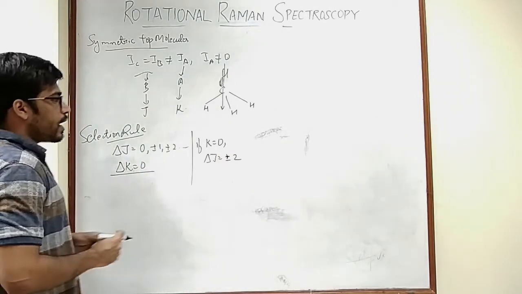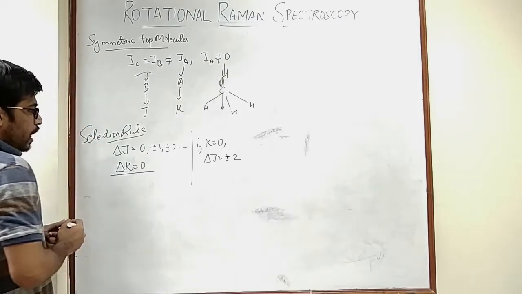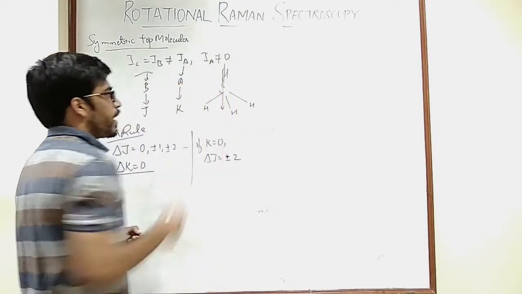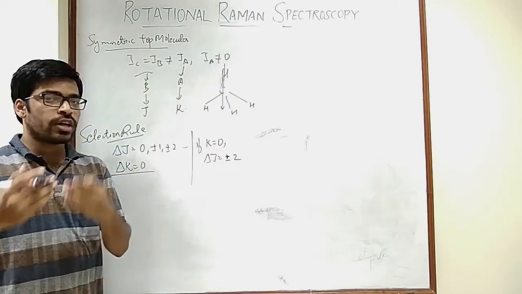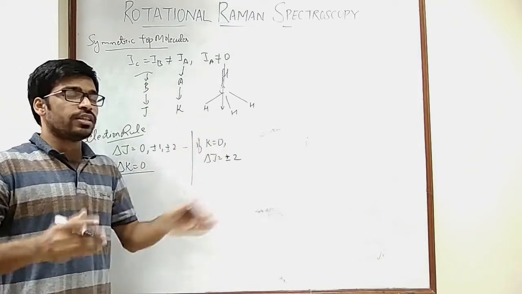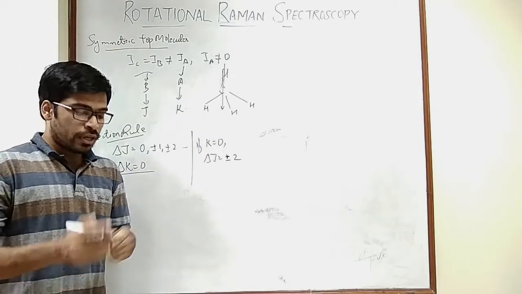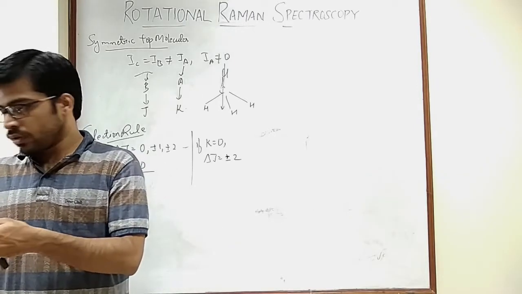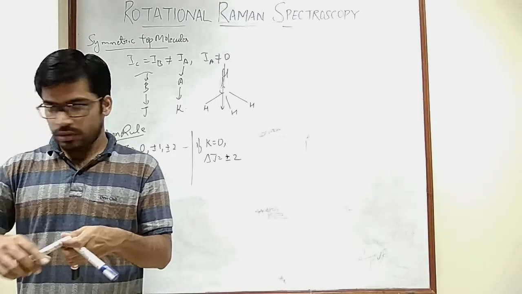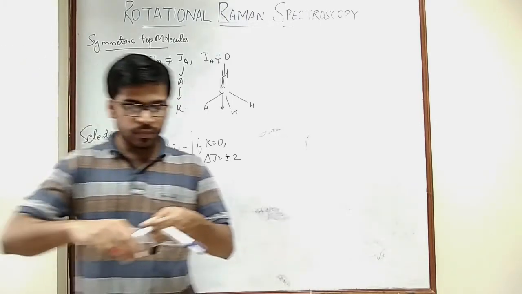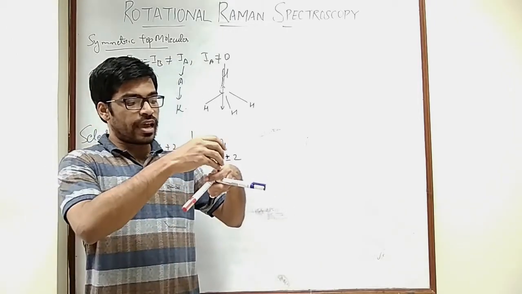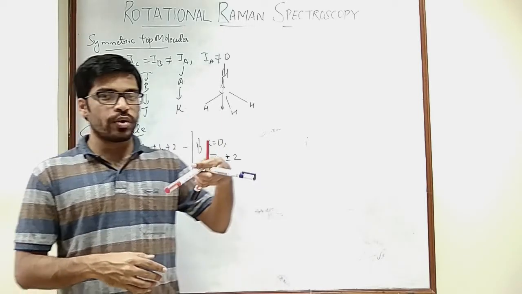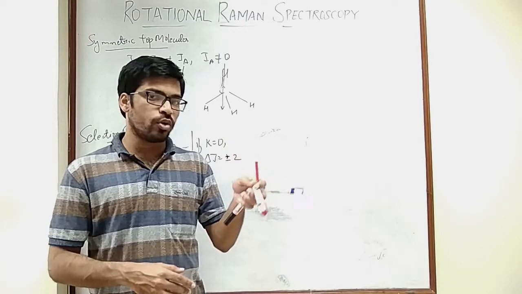Now, why does delta K have to be equal to 0? That is because along the bond axis, along the C-Cl bond axis, whatever rotation occurs is not going to bring any change in the polarizability of the molecule. Okay, so you can imagine this in terms of, I don't know if I can show you. Let's say you have 3 hydrogen atoms and 1 chlorine. It should be the other way around, but fine. Now, if you rotate this, there is no change going to occur in the polarizability ellipsoid of the molecule.